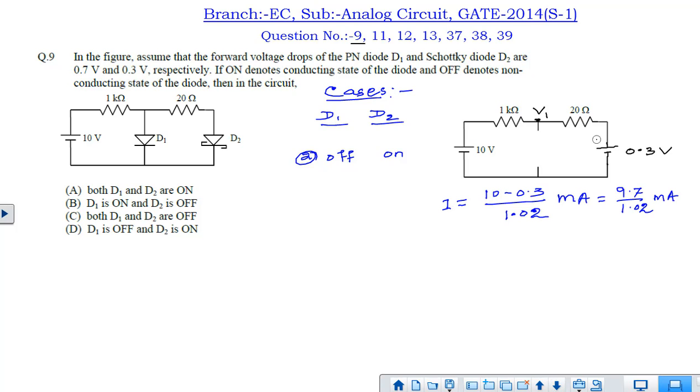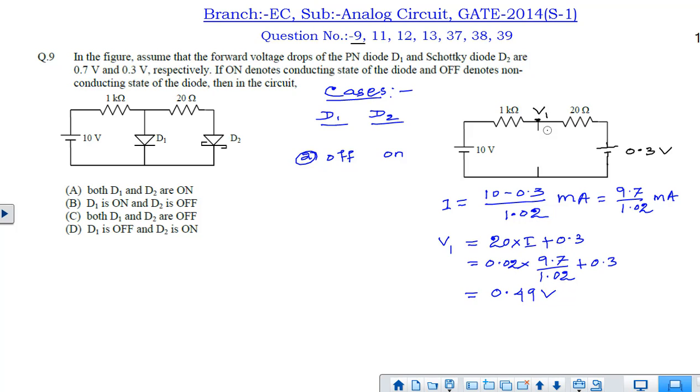So the current is 10 minus 0.3 divided by the total resistance, that is 1.02 kilo-ohm. That will give us a current of 9.7 by 1.02 milliampere. Now, if we try to find out the potential, V1 equals 20 into I plus 0.3 volt. So that will approximately give us 0.49 volt.